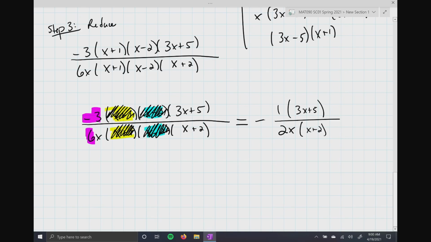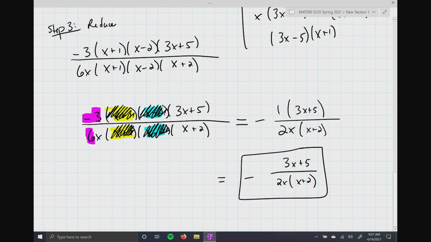And if I just clean this up just a little bit, 1 times 3x plus 5 is just 3x plus 5. And leave the denominator factored. Because remember, you're reducing, so you want everything to be simplified. So our final answer is going to be, I'm sorry, negative 3x plus 5 over 2x times the quantity x plus 2.